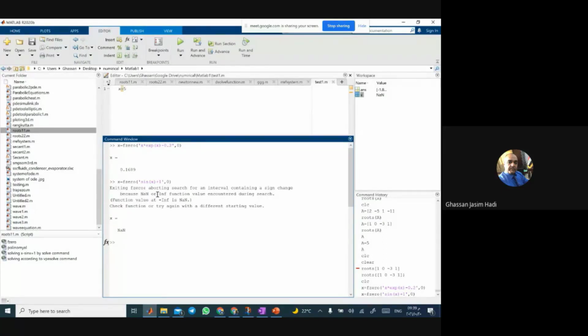Existing F0, aborting search for an interval containing a sign change because none or infinity function value encountered during search. That's great. When he searched, he found one number, it's infinity, and he stopped. And now he tells us, give me an interval.